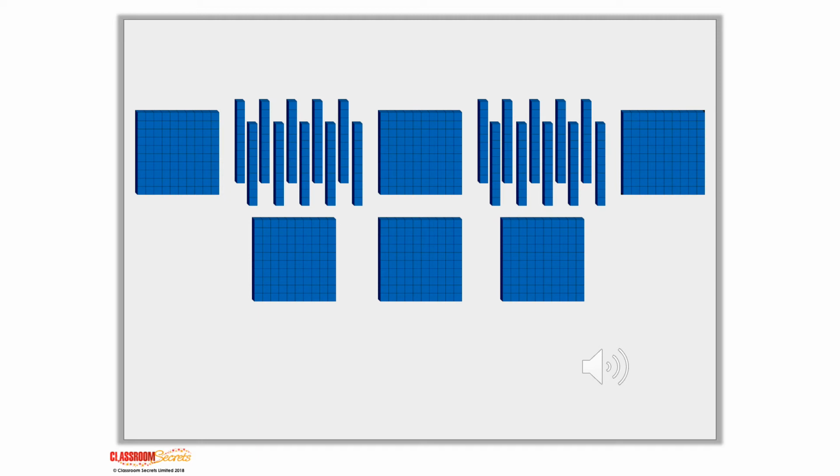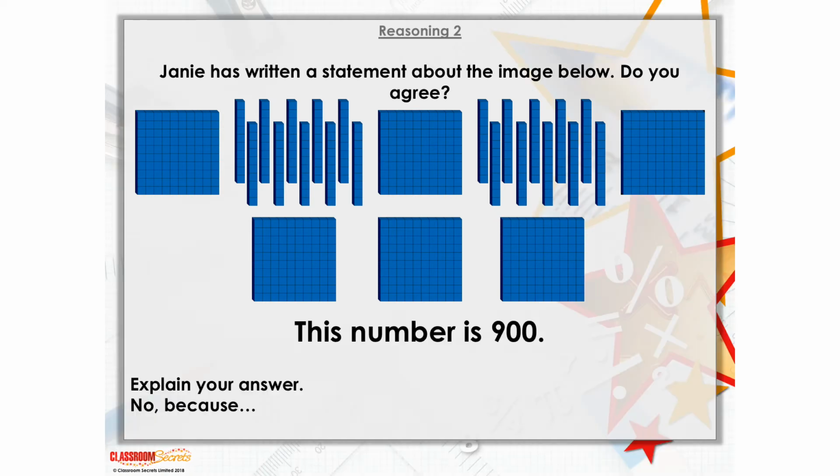This is our final slide on problem solving before you move into looking at completing the number sequences as your final task. So if you look at the screen in front of you, it says, Janie has written a statement about the image below. Do you agree? This number is 900. So have a look really carefully, see if you agree or you disagree, and explain your answer.